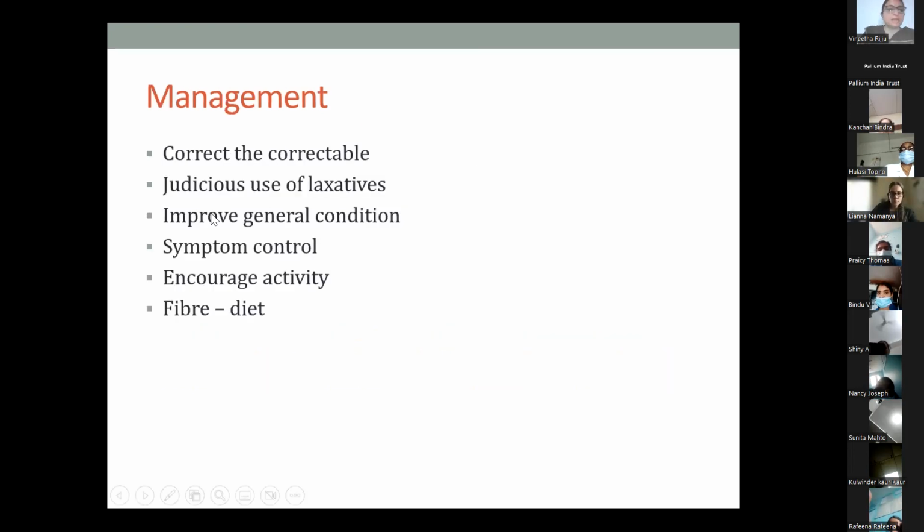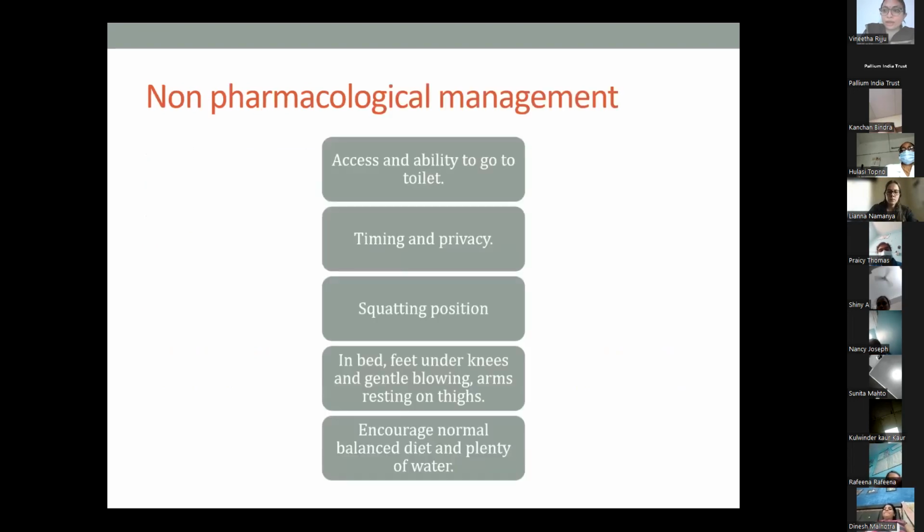Yes. And how do you manage? Correct the correctable causes. Find out if there are reversible causes. Then correct that cause. Okay. Then you also give judicious use of laxatives and improve the general condition of the patient. And symptom control is given. Encourage activity for the patient and control the fiber diet of the patient. Okay. Non-pharmacological management: access and ability to go to the toilet, timing and privacy. Squatting position often helps to have a better bowel movement, and encourage plenty of water and a normal balanced diet, like you just mentioned right now.